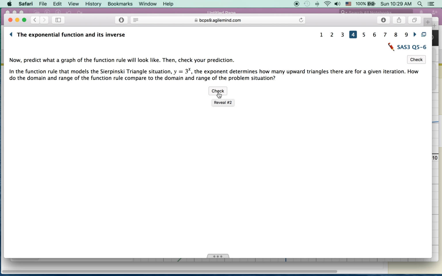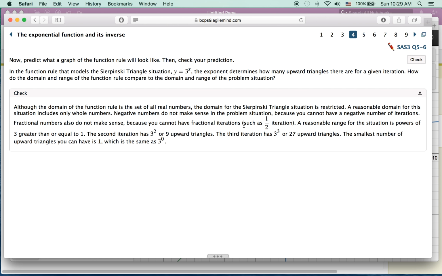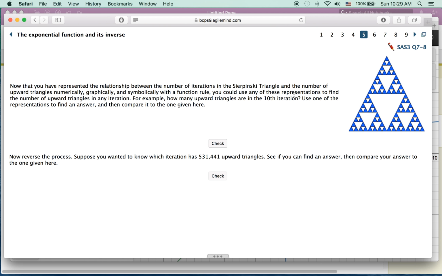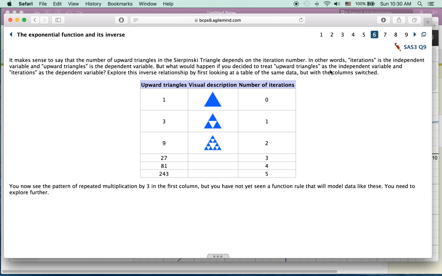What's this going to look like when we graph it? Here they're noting that we only have integer values of n for this problem. There's no such thing as half an iteration in this case. In general, scientists and mathematicians will allow any number of iterations, or any number as the argument of the function. But for this case, we only have integers. Let's look at what this function looks like.